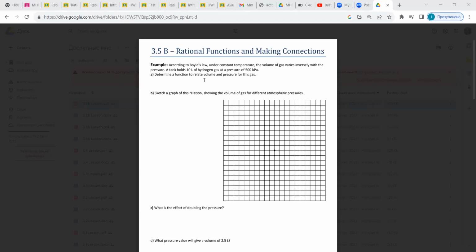happening. I believe it would be a great experience for you to see how it could be connected with some of the real life problems. For example, Boyle's law. This is going to be really interesting for us.